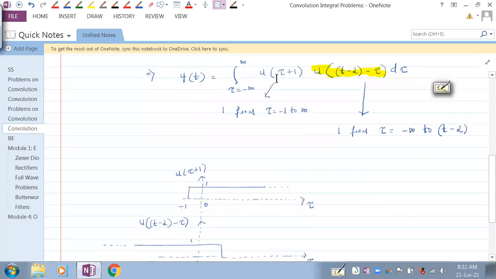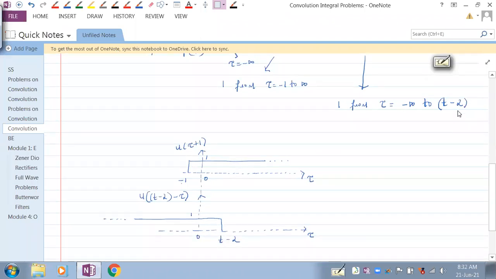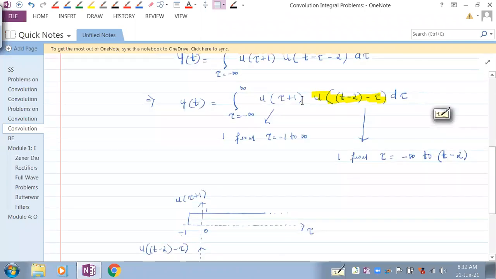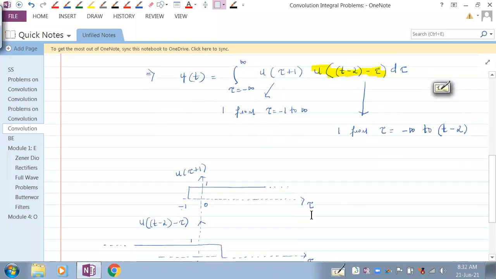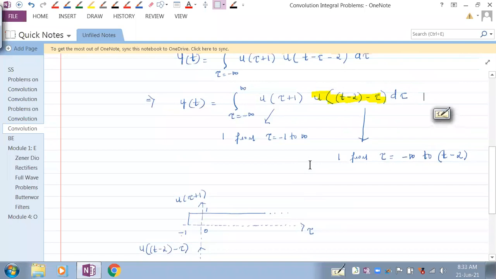Everybody see here? U of tau plus 1 is 1 from -1 to infinity, and u of t minus 2 minus tau is 1 from minus infinity to t minus 2, and in both cases, once the signals are within this integral equation, the x-axis is tau, not t. Understand that? And this is the stationary signal. The first signal is always the stationary signal, and this is the moving signal.